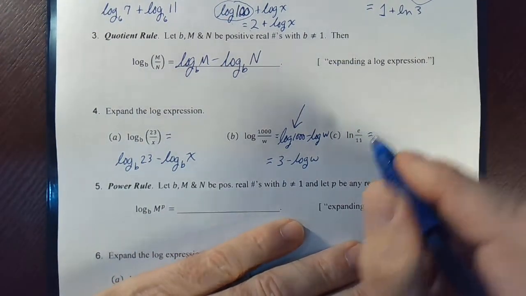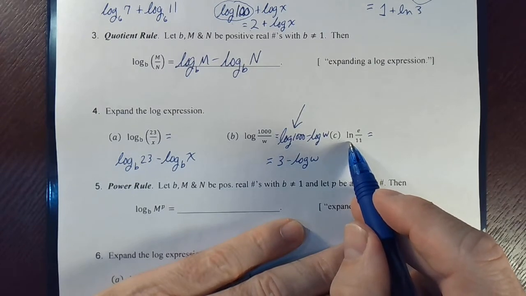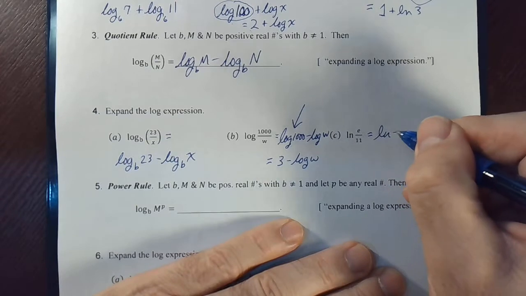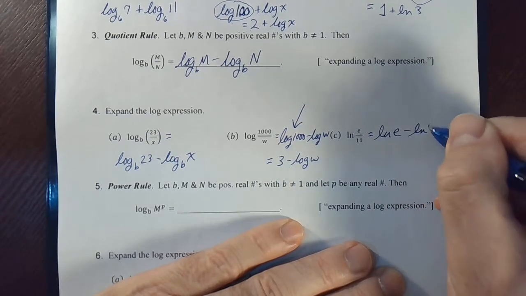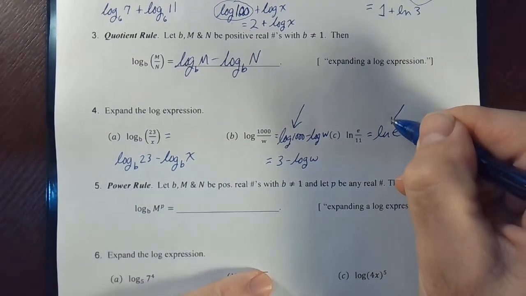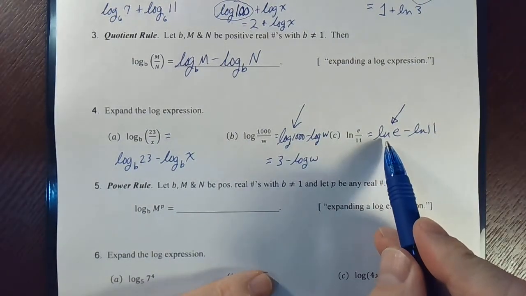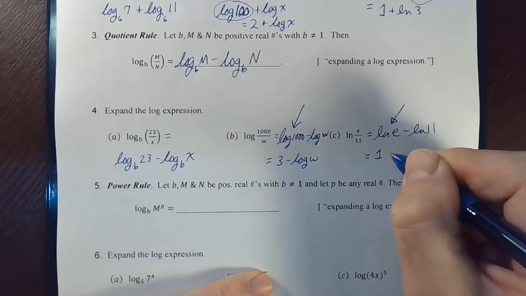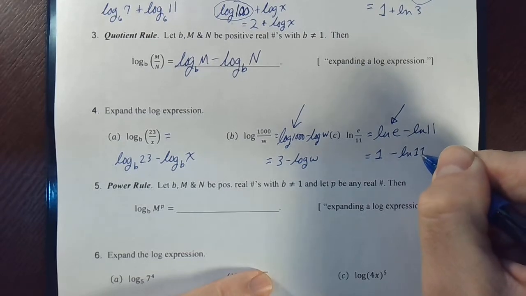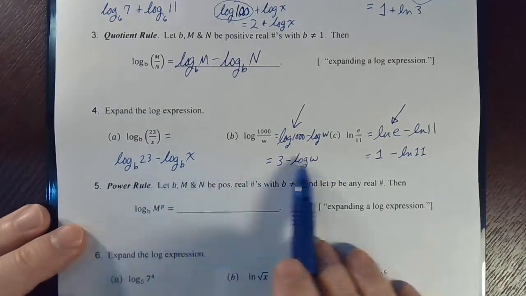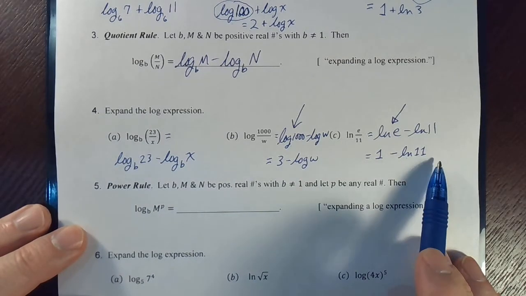Then we get this. The natural log, which is log base e, of the fraction e over 11, will be ln of e minus ln of 11. But we know one of those values. Natural log means log base e. So the log base e of e is just the number 1. 1 minus ln 11. And that's expanding the log expression.